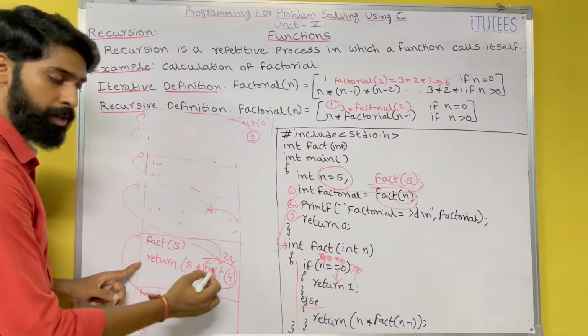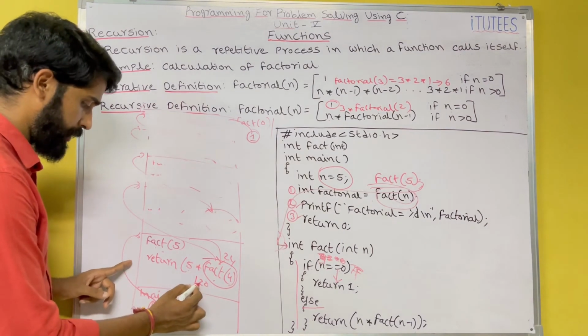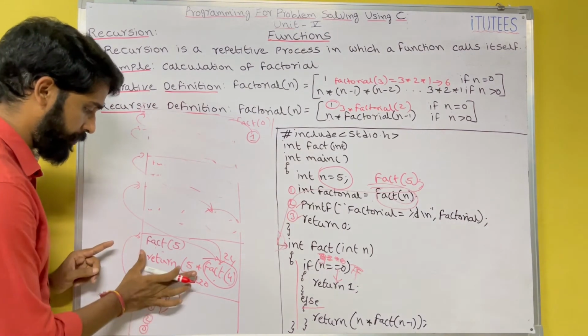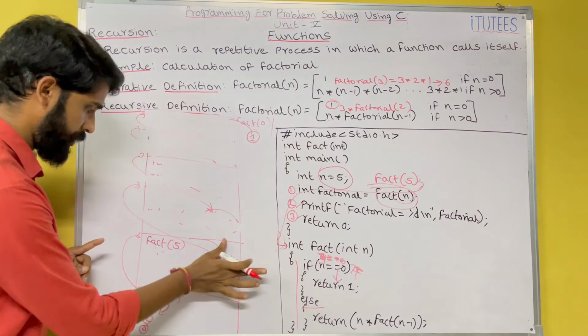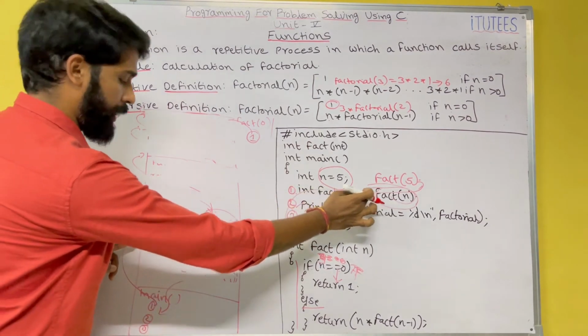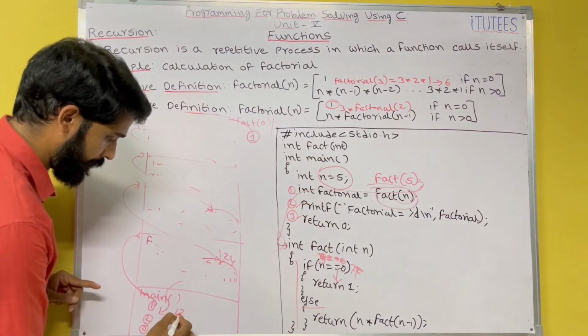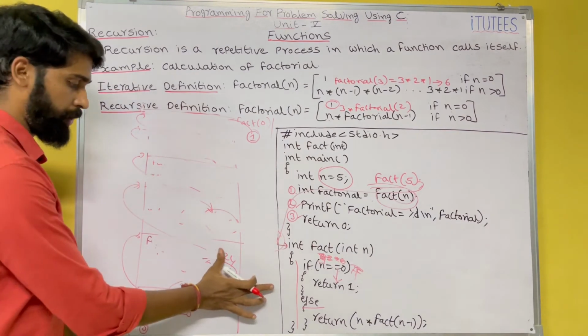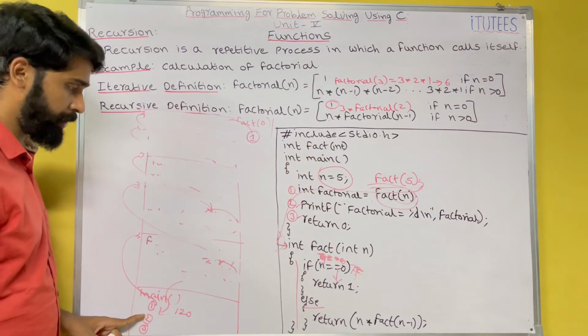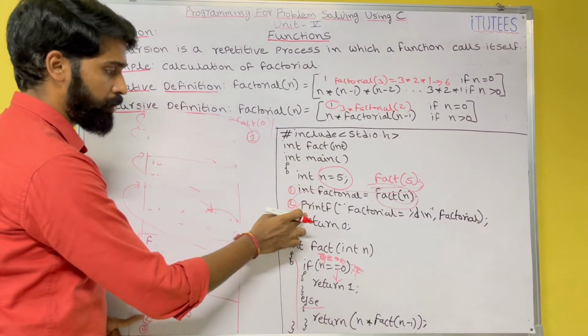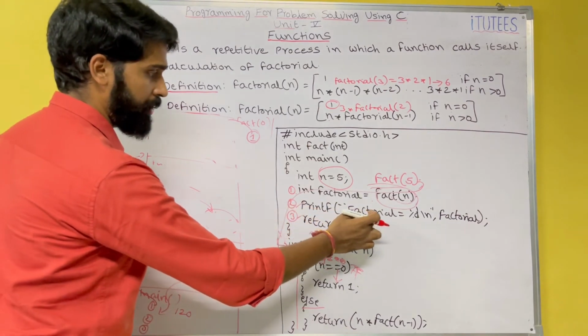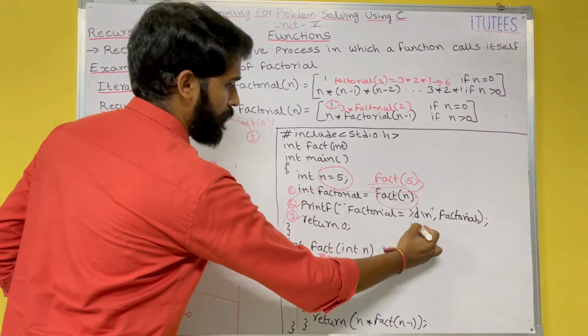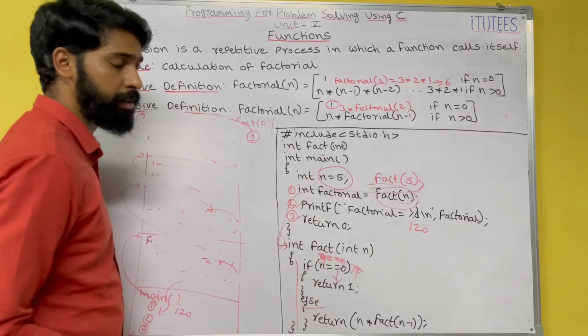So what is 5 into 24? 120. So that is returned to the calling function main. So here the factorial equals 120. Okay. So after that we are going to execute the remaining two instructions. Printf factorial equals 120. After that return 0. That's it.